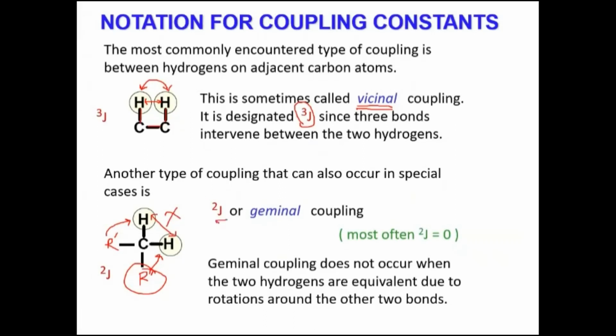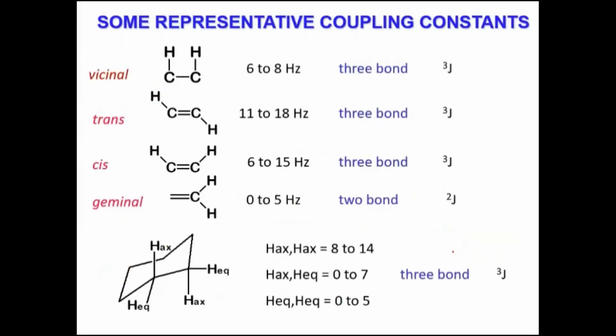So J2 or geminal coupling. See, Gemini, you can say twins. So they are almost identical. These two hydrogens are almost identical, so they are like twins. So the name geminal coupling. Geminal coupling does not occur when two hydrogens are equivalent, as I said, due to rotations around the other bonds. So that's why J2 for most of the cases is 0. There is no coupling. So let us see the cases where it is considered significant.